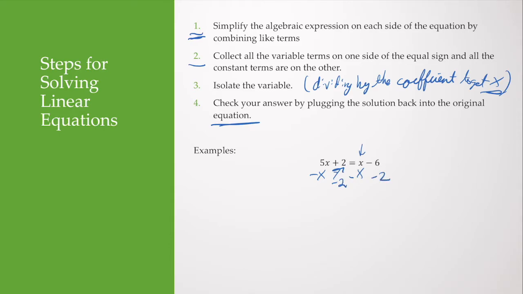That would give me 4x equals negative 6 minus 2, which is negative 8. Now I need to isolate my variable by dividing both sides by my coefficient, which is 4. That gives me x is negative 2, and we can check our solution.